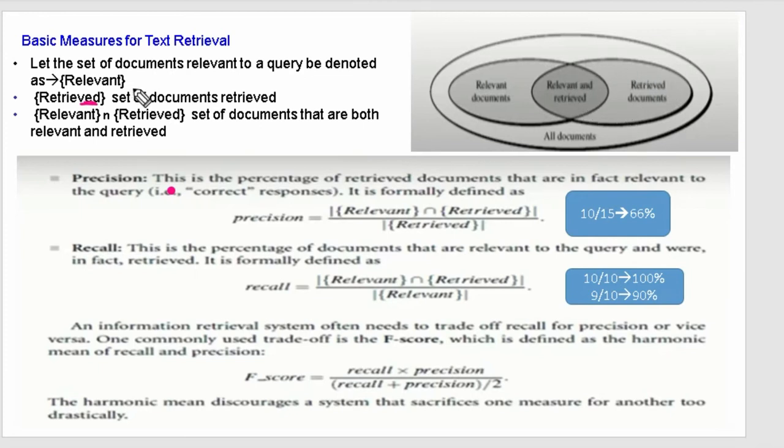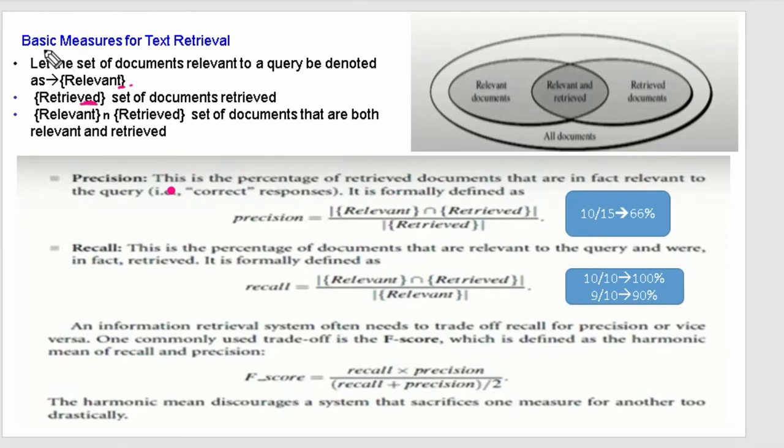Now, from these 15 documents only 10 are needed, that is, 10 are relevant to your topic, so it is called relevant. Relevant is the set of documents that are relevant to your query, or relevant to your subject. Now, there is a region which is a combination of relevant and retrieved together, written as relevant and retrieved. It is the set of documents that are both relevant and retrieved.